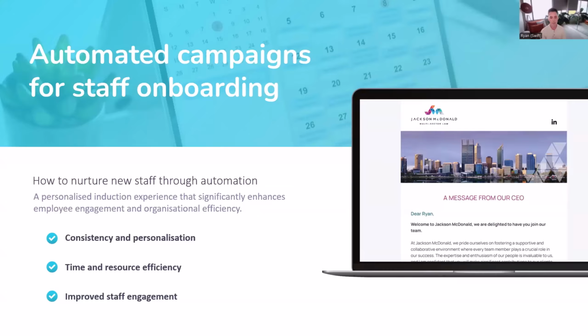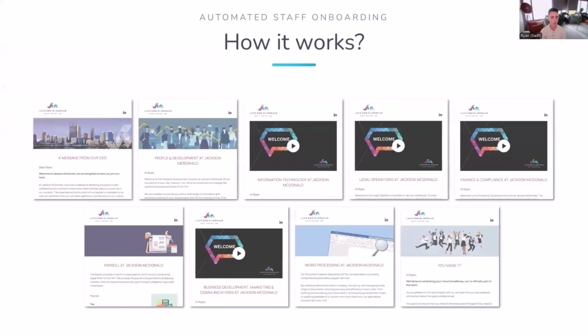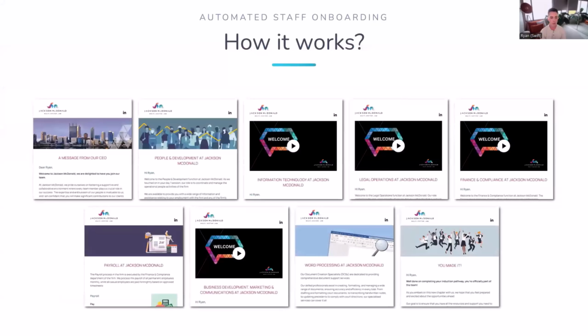So they came to us with this problem, and we helped them set up a fully automated process. I'll walk you through that now, but it just overall resulted in a more consistent communication strategy for Jackson McDonald. The way that it works is you could imagine within Swift, each of these different thumbnails is a different email. So you set up your different emails. In this case, there's about 9 different emails here. These 9 emails are all sent during the first month that someone starts at the firm.